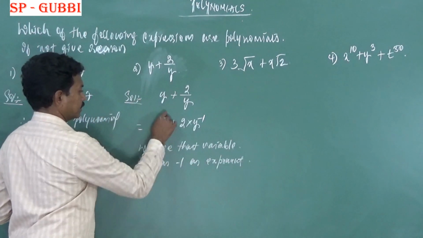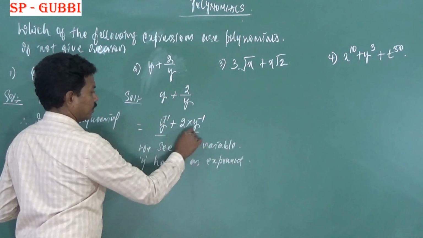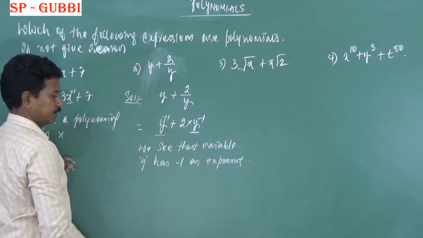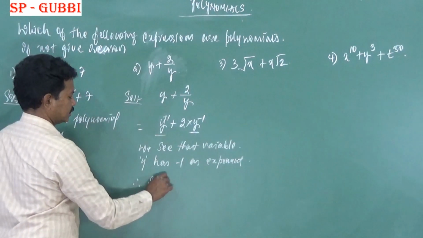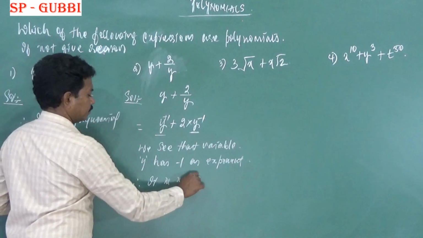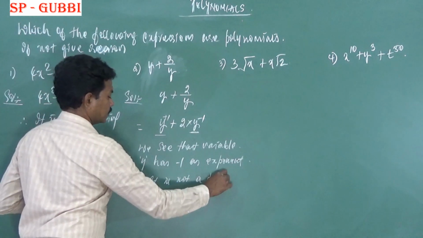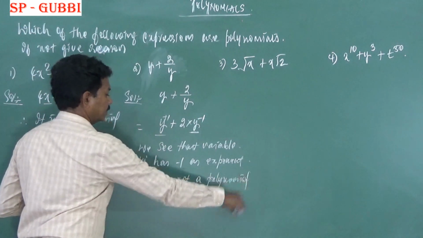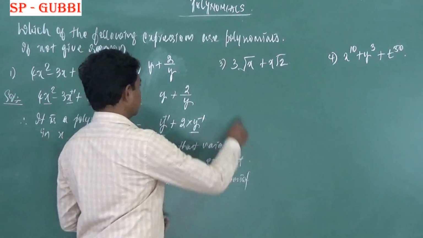So here y is having plus 1, but this y has minus 1 as exponent. So therefore it is not a polynomial. So this is how we have to give the reason. Okay, let us go with the third one.